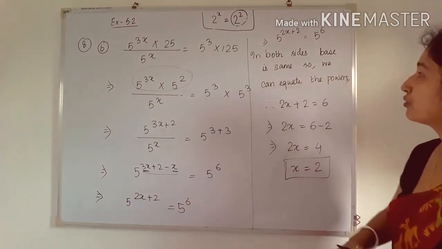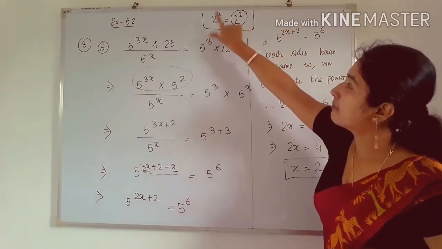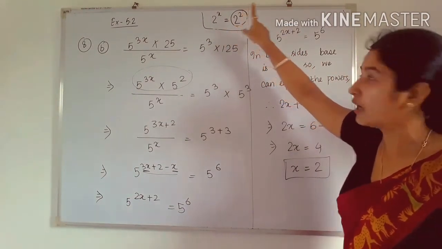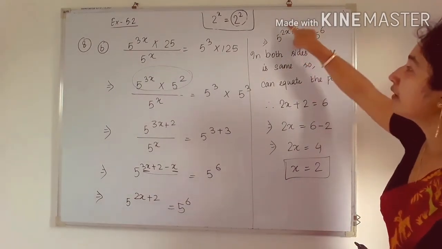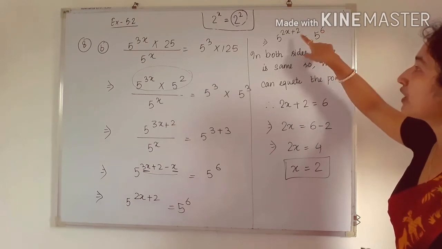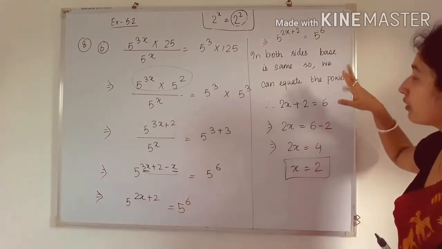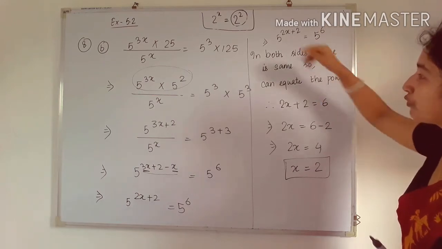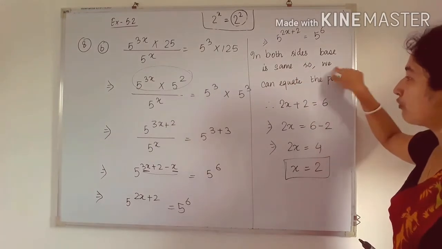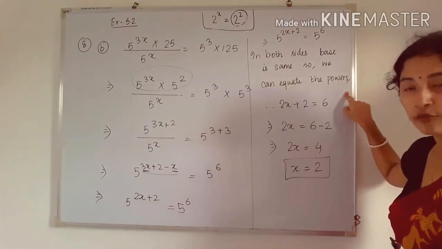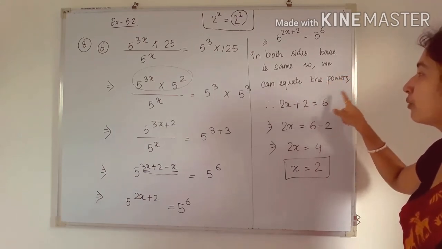Now what we have to do? Just compare this one to this. See, base is same, then we can equate the power. So here also see, the base is same, that means we can equalize the power. So we can write 2x plus 2 is equal to 6. Okay. So in between them, you have to write one line. In both sides, base is same, so we can equate the powers. You have to write like this, because base is same, so we can equate the powers.